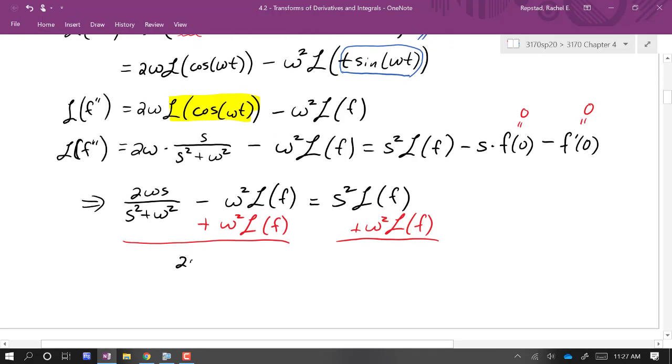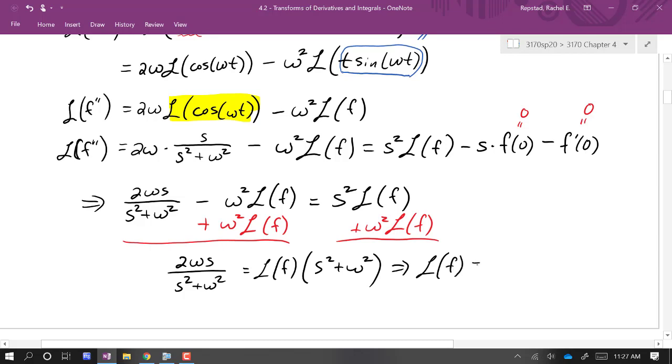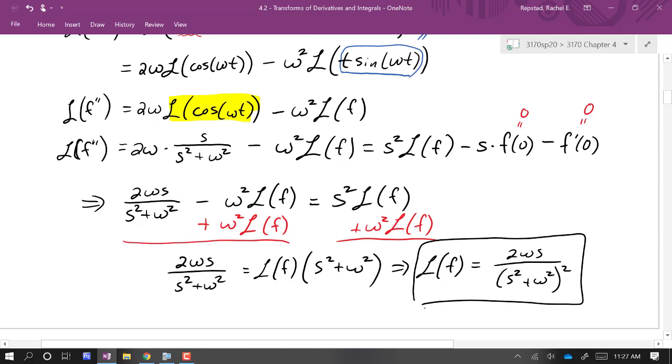So 2 omega s over s squared plus omega squared is equal to, now I'm going to factor out, on the right side, the Laplace transform of f. And then that's going to be multiplied by s squared plus omega squared. And if I divide both sides by s squared plus omega squared, we find that the Laplace transform of f is 2 omega s over s squared plus omega squared, squared. And there is the transform we were looking for. That's the transform of t times sine omega t.